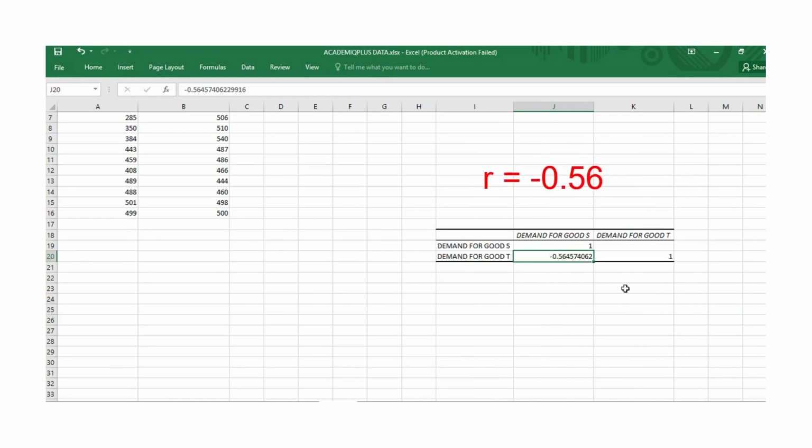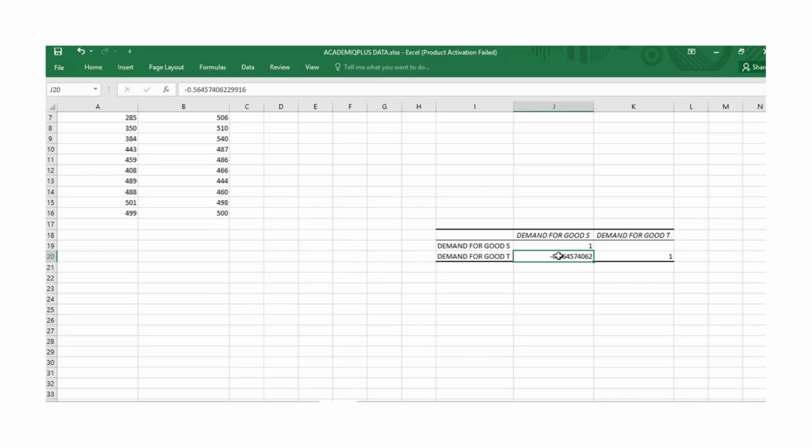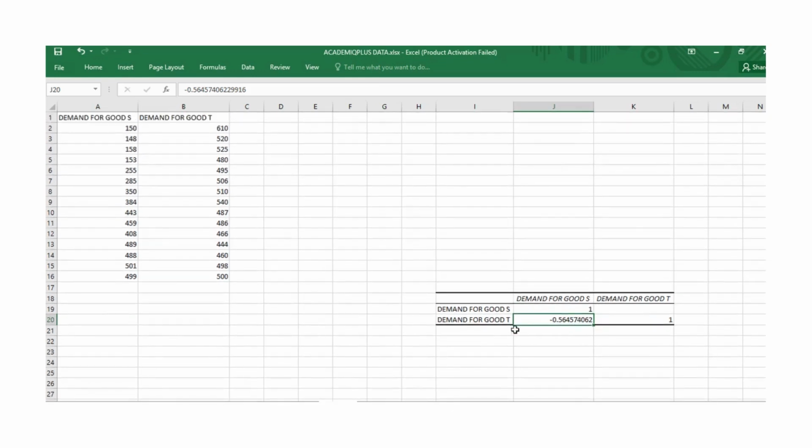So what does this indicate? This indicates that there is a negative relationship between the demand for good S and demand for good T. That means when there is a high demand for good S, there is a tendency for lower demand for good T, and vice versa. And you can see the strength of R is 0.56. It's more like average. It's not close to perfection. It's just average. So let's look at this by using the scatter diagram.